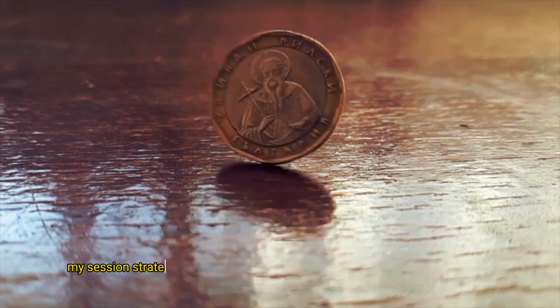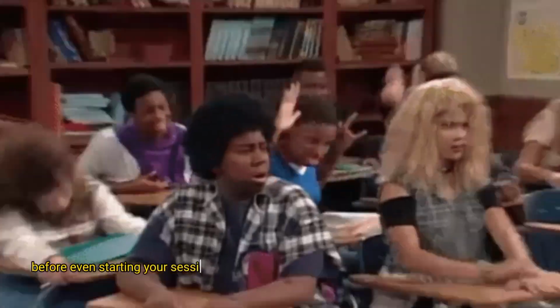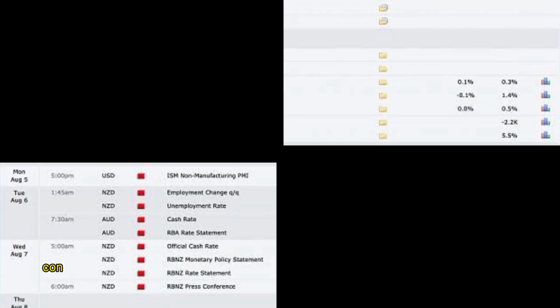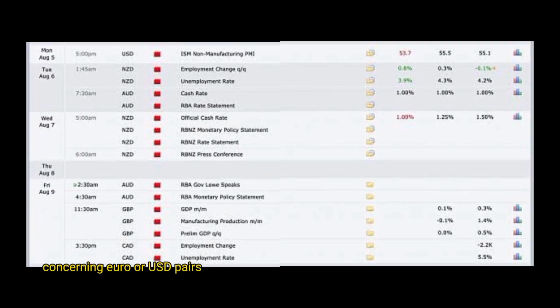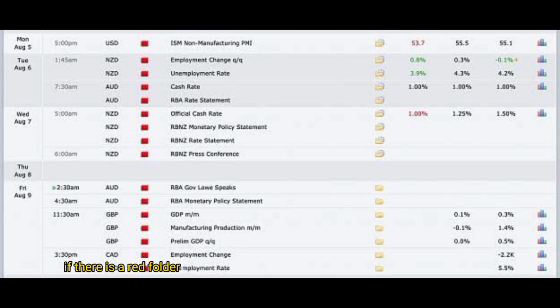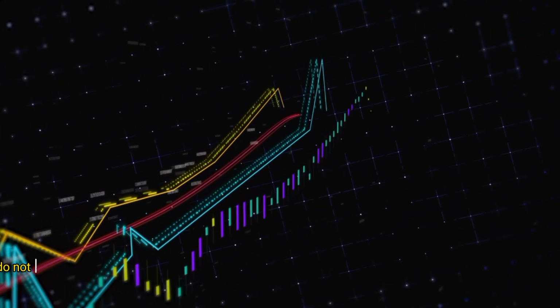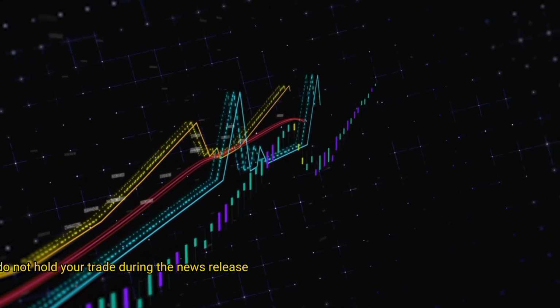My session strategy. Before even starting your session, always look at Forex Factory for any red folders concerning Euro or USD pairs. If there is a red folder, trade before or after the news event. Do not hold your trade during the news release.